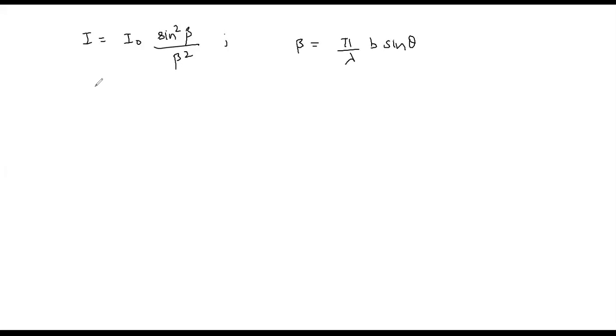Now we would like to know the condition of minimum and maximum again. Let's first talk about the minimum, which is easier. Look at this expression here. I naught is the constant. If you want I to be 0, that means what you would like is that your sine beta is equal to 0.